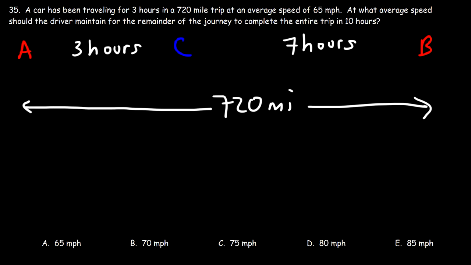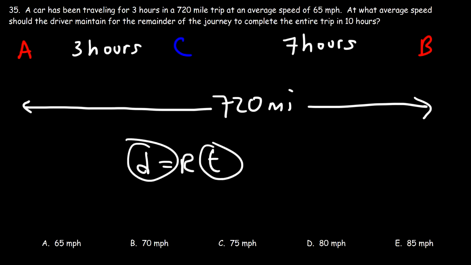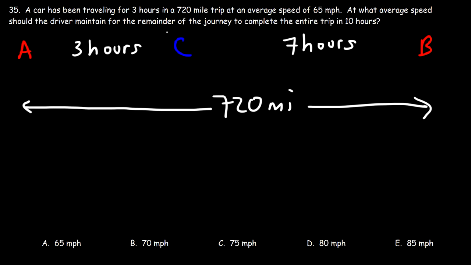We have the average speed for the first part is 65. That's going from A to C. But what is the average speed of the driver going from C to B in order to complete the entire trip in 10 hours? How can we find that answer? In order to determine the average speed using this equation, we need 2 things: the distance and the time. For the second part, we already have the time. What we need to do is find the distance between points C and B. So let's focus on the first part because we already have the time and the average speed.